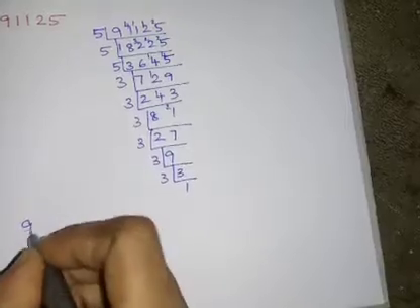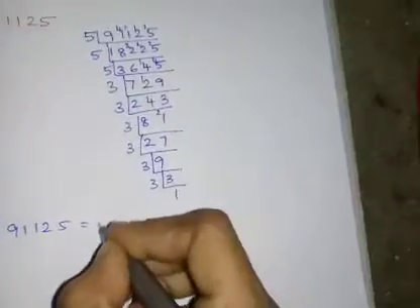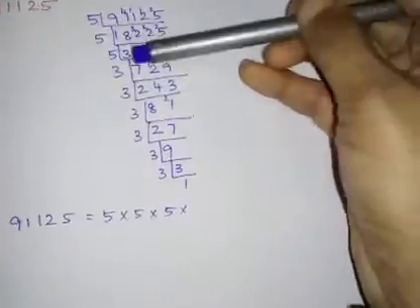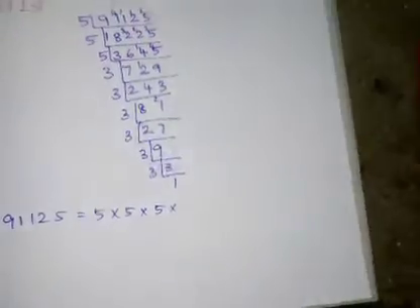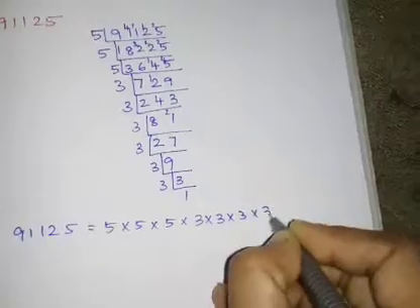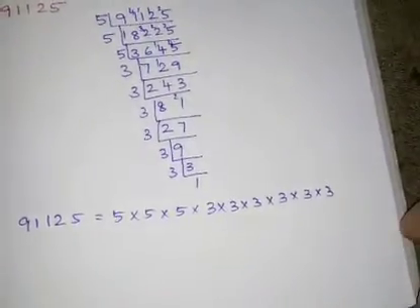I am just writing 91,125 is equal to how many 5s are there? 1 2 3. 5 into 5 into 5 into how many 3s are there? 1 2 3 4 5 6. So I have just written all the numbers now.